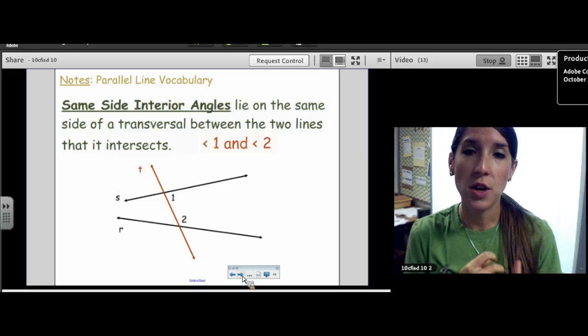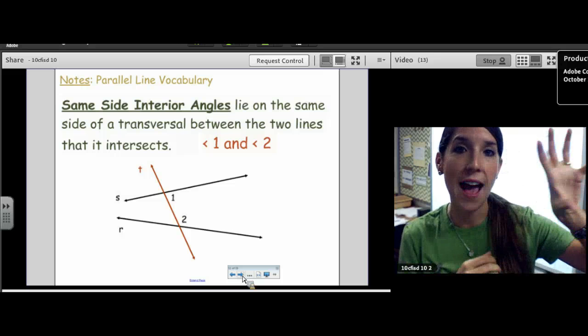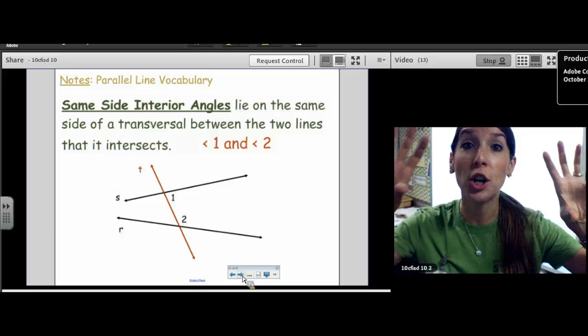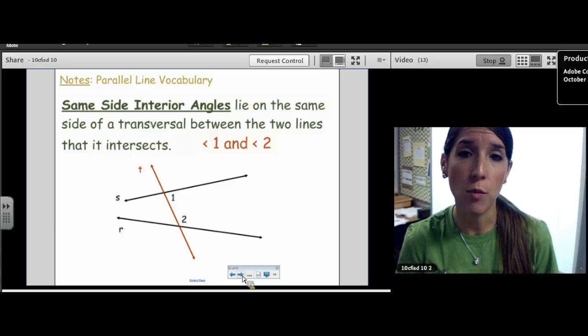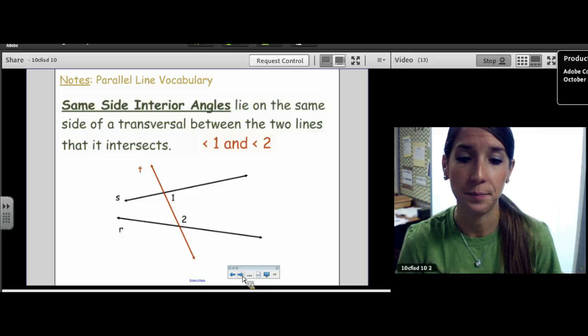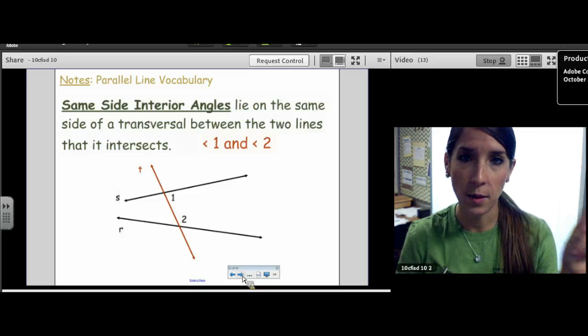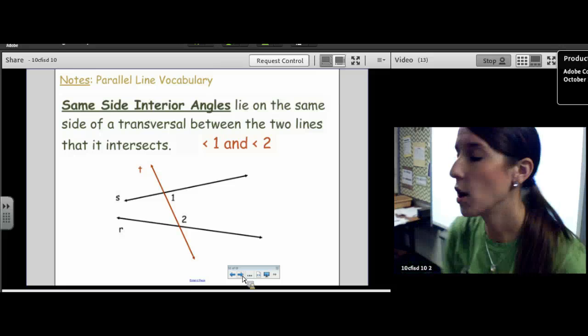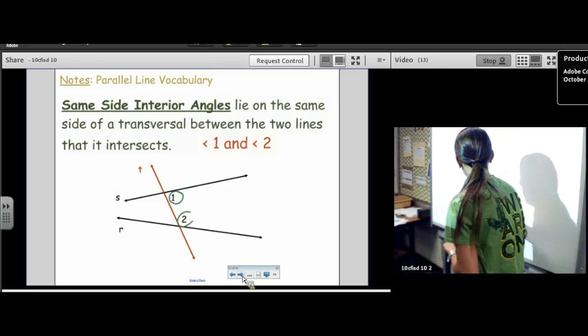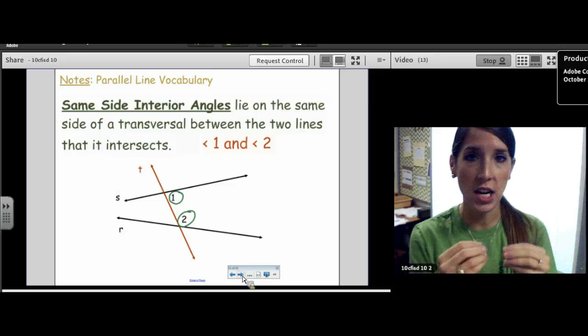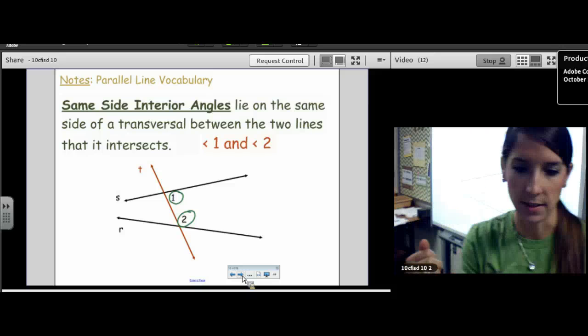So what you need to do on your notes page is you need to write that, and then you need to mark your picture because your picture's empty right now. If you don't mark your picture, you won't know which angles you meant. So you're writing the words same side interior, and then on your picture, you're adding a 1 and a 2 to show that that's the position of same side interior.